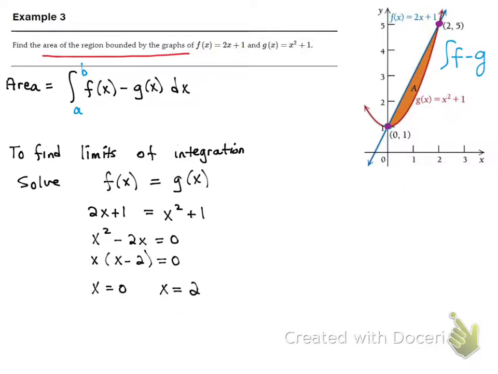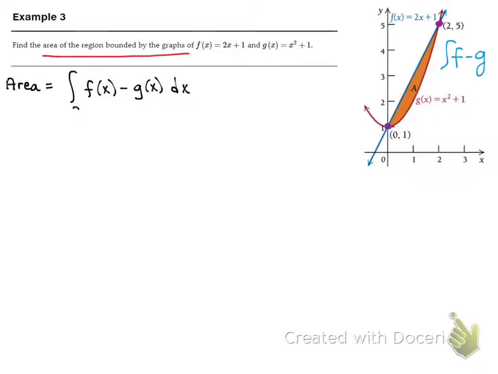So those are my two x values I get from solving this equation, and those values correspond to these intersection points of the two functions, which tells me that those are my boundary points. Those are my limits of integration. So the starting point is a, x equals 0. The ending point b is x equals 2. Okay, so now I have everything set up that I need.